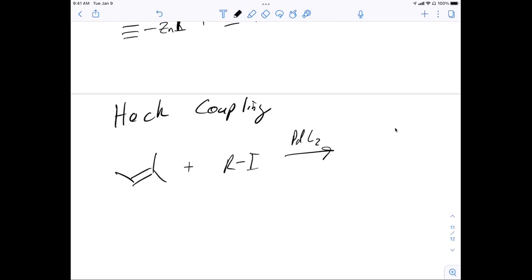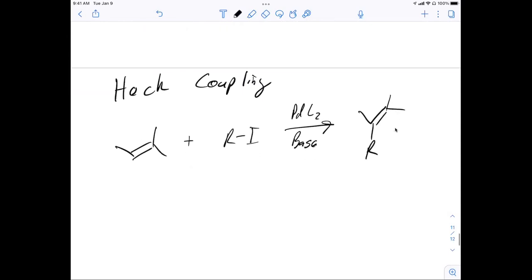And here we have to have an alkene, and not all alkenes will work, but an alkene, we use a 2 palladium. It has to be a 2 palladium ligated, and we need a base, right? So like our Suzuki, we need a base. And what we get here is coupling directly onto the double bond. So here we're not using a second metal.